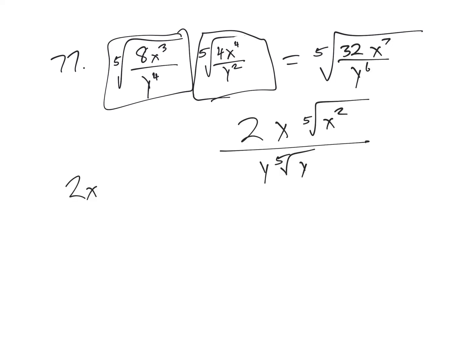Let's record. 2x, fifth root of x squared, all over y, and this is y to the 1/5 next to it. So when you have to rationalize the radical, make them fractional exponents. So now you're going to multiply by y to some power.